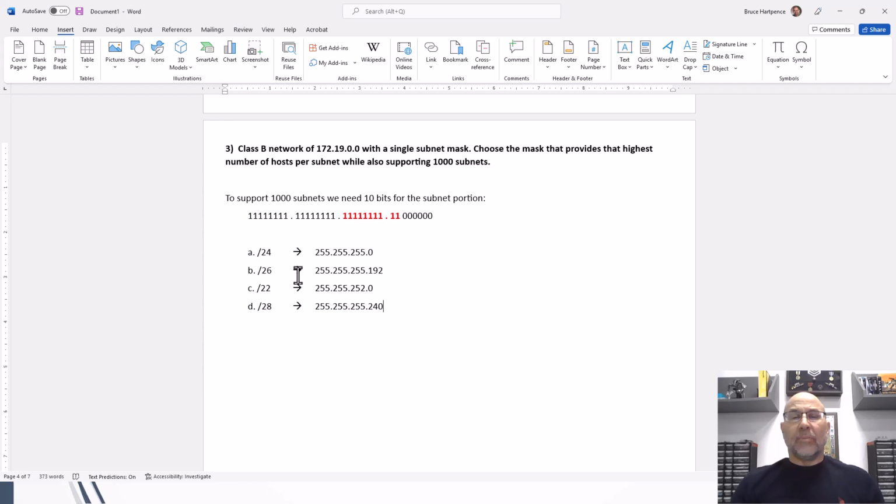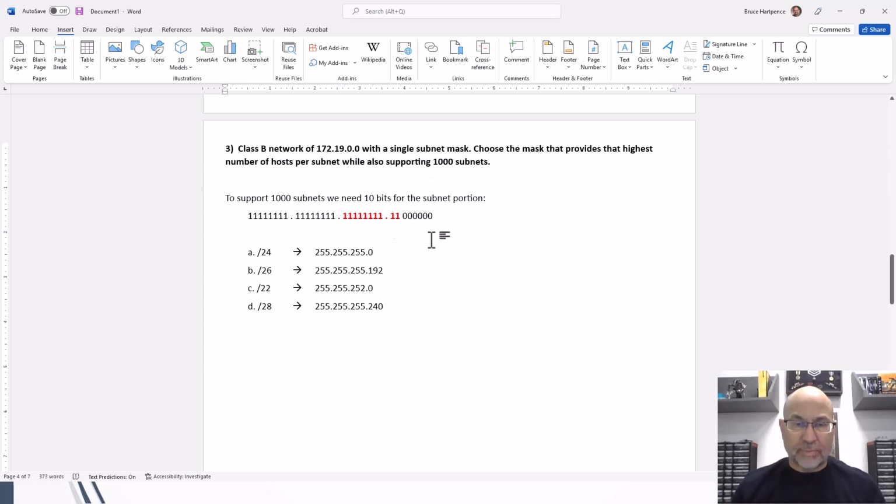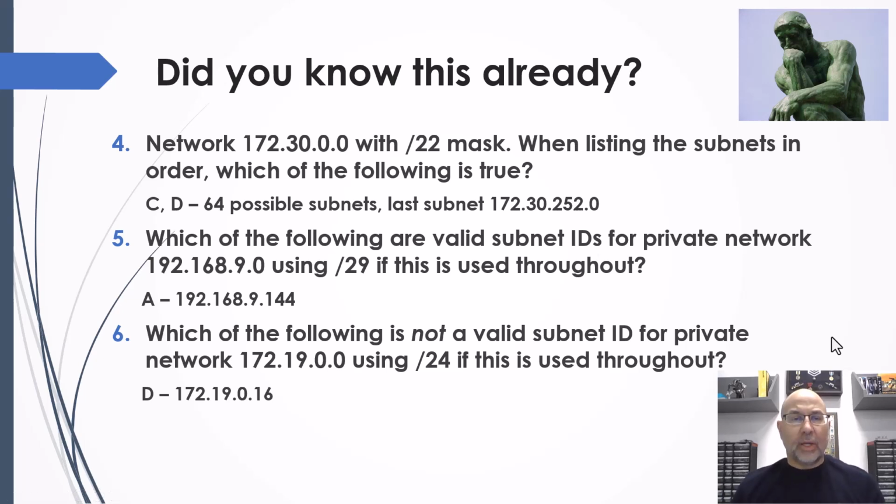But the real meat and potatoes here is understanding how many bits we need for the subnets. So when we take 10 bits for the subnets, we have 6 left over, and that would give us 64 possible hosts per subnet. Okay, question number 4, another class B network with a slash 22 mask. Okay, so we know what that looks like. When listing the subnets in order, which of the following would be true?